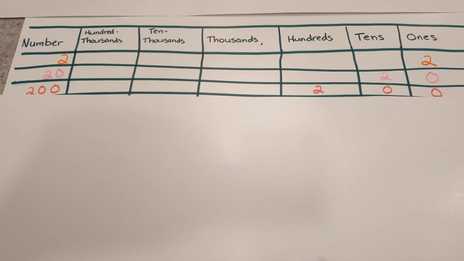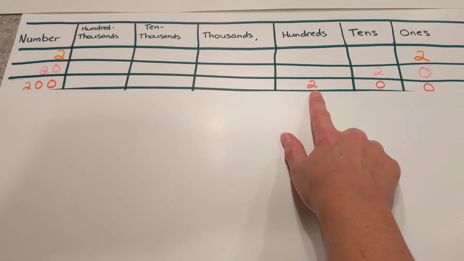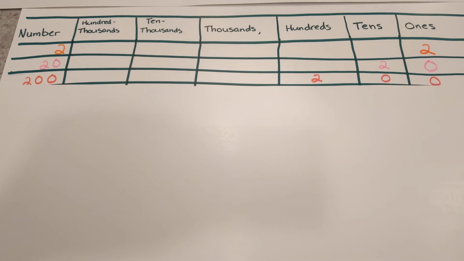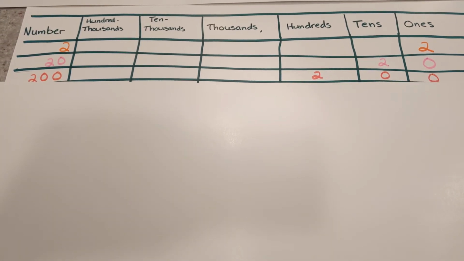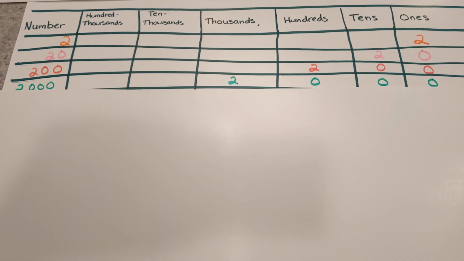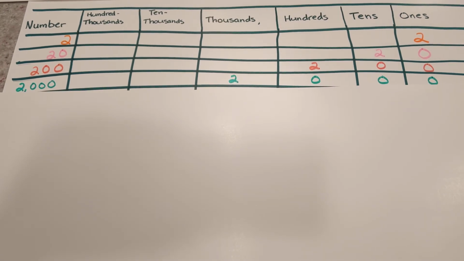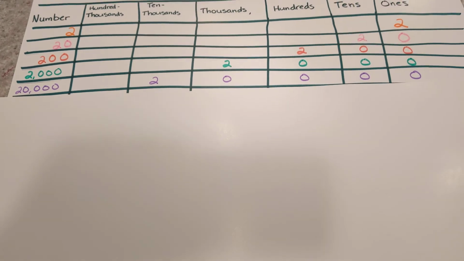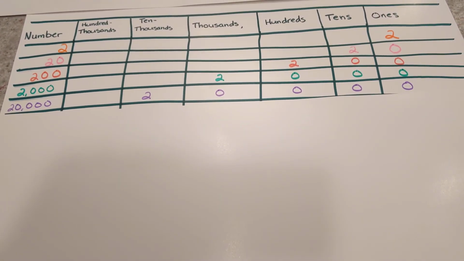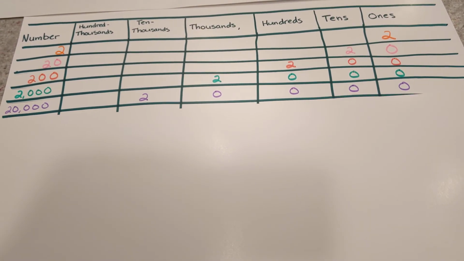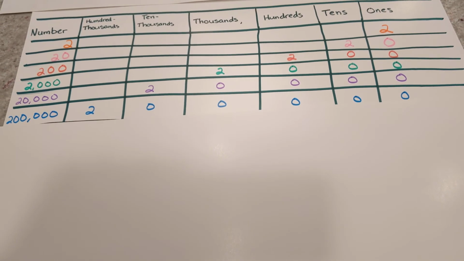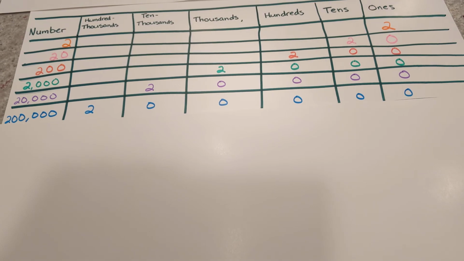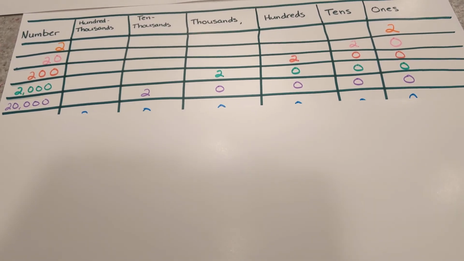And how about in the hundreds place? It would be 200. Are you noticing a pattern here? What do you think I'll be asking next? If I have 2 in the thousands place, then its value is 2,000. In the 10,000s place, its value would be 20,000. And in the 100,000s place, its value would be 200,000.